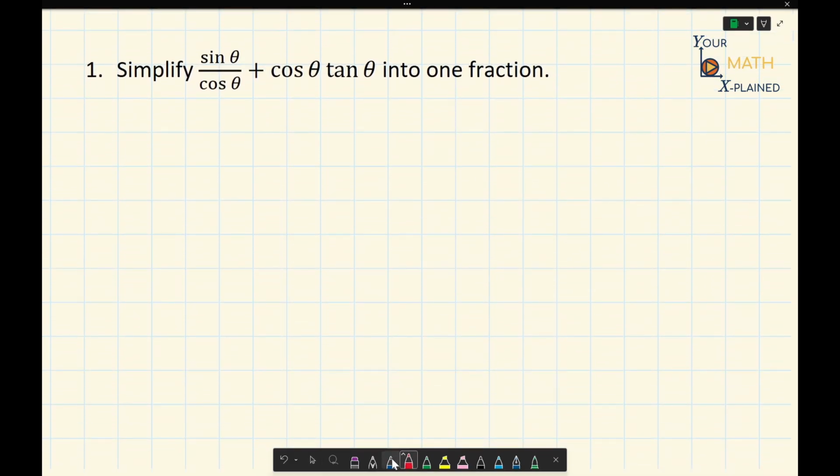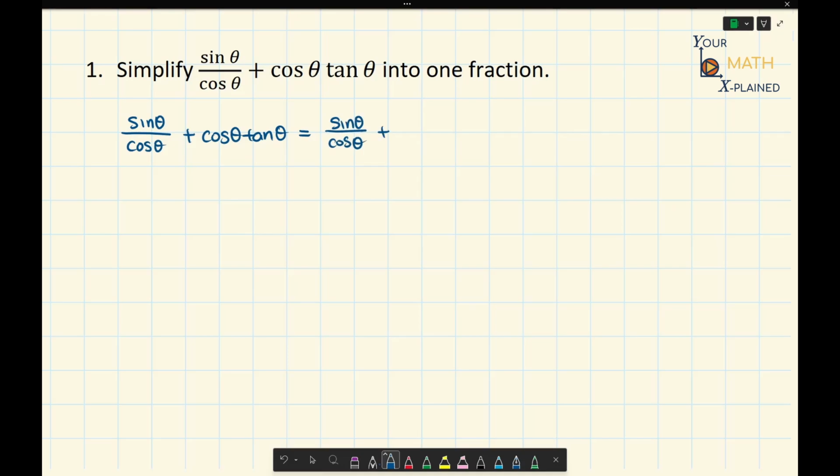Now let's go ahead and put what we learned into practice. We want to simplify this expression here into one fraction. So we start with sine theta over cosine theta plus cosine theta times tangent theta. And the first thing we're going to do is use our quotient identity and change our tangent theta into sine over cosine. So that means we're going to get sine theta over cos theta. So that's the first term.